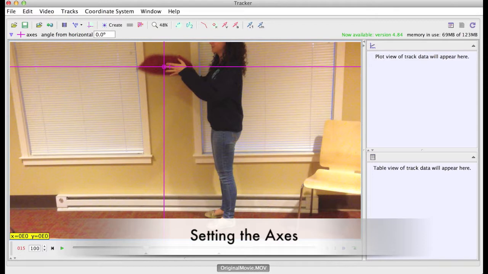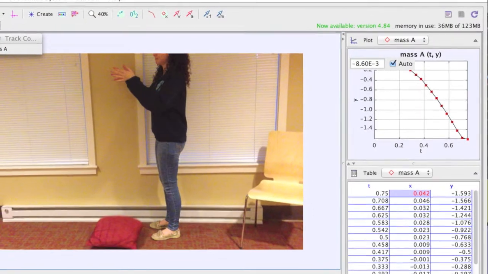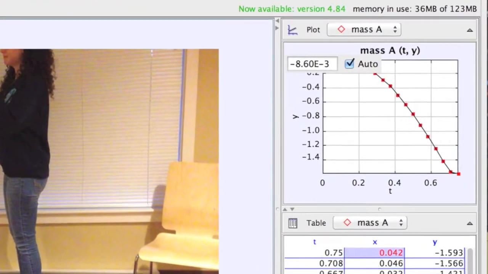In order to obtain my observational data, I analyzed my video on Tracker. I set my axes so that when my object falls, it will go in the negative y direction. The data I got shows that the velocity increased and the pillow falls faster as time goes on.